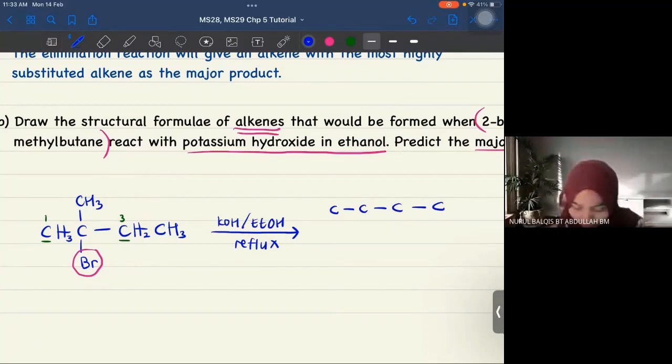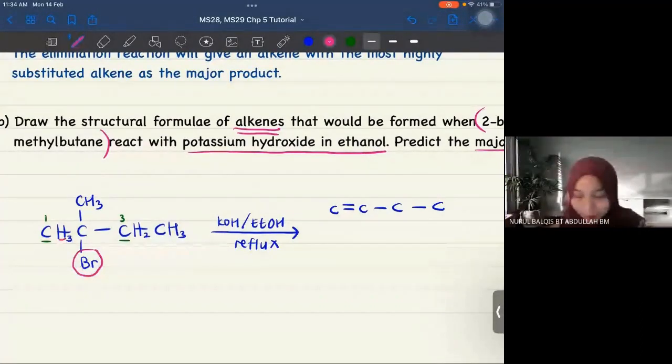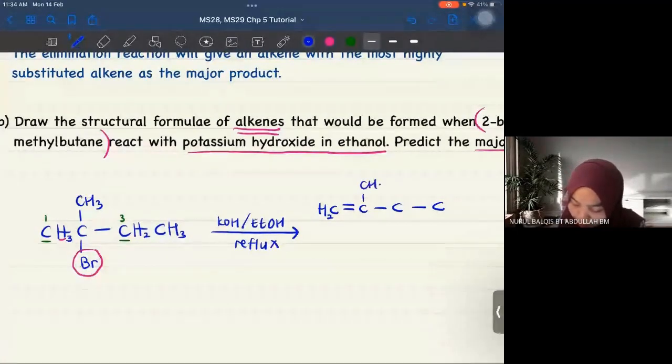Okay, so kita lukis balik lah. Kalau kita nak buat between carbon number 1 and carbon number 2, kita akan form double bond here. Means one of the hydrogen in here will be taken to pair up with the Br to be eliminated. So kita akan dapat carbon-carbon double bond dekat situ. So left with only CH2. Here we have CH3, jangan lupa. And we have CH2 and CH3. This is the first product to be formed.